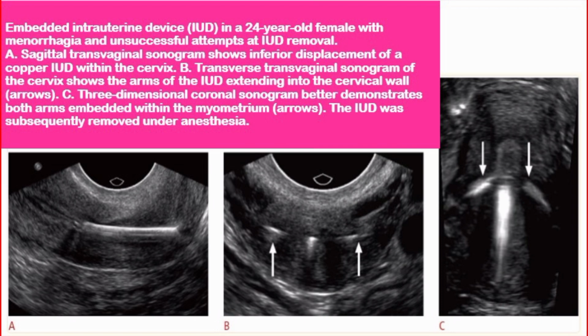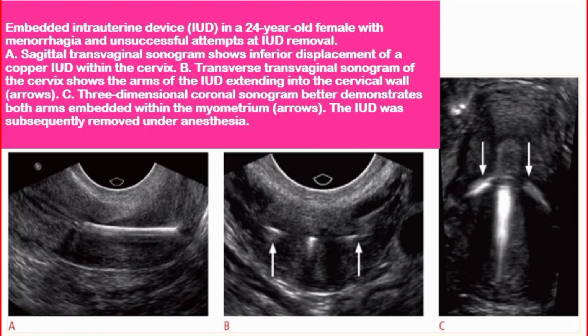This image shows an embedded IUD in a 24-year-old female with menorrhagia and unsuccessful attempts at IUD removal. A, a sagittal transvaginal sonogram shows inferior displacement of a copper IUD within the cervix. B, a transverse transvaginal sonogram of the cervix shows the arms of the IUD extending into the cervical wall.